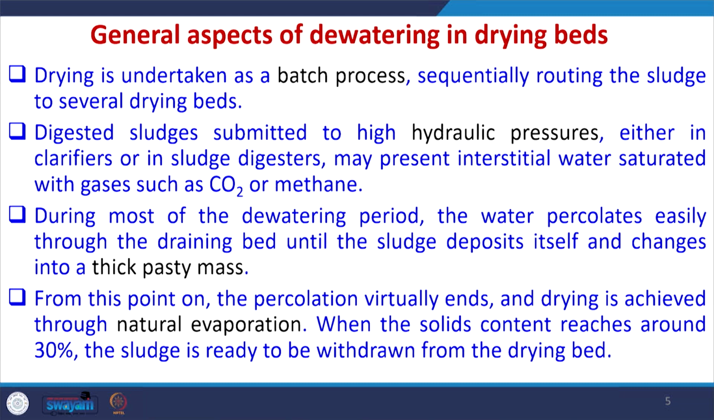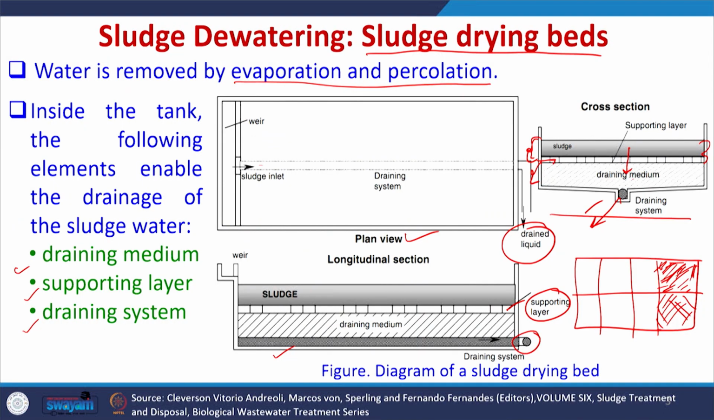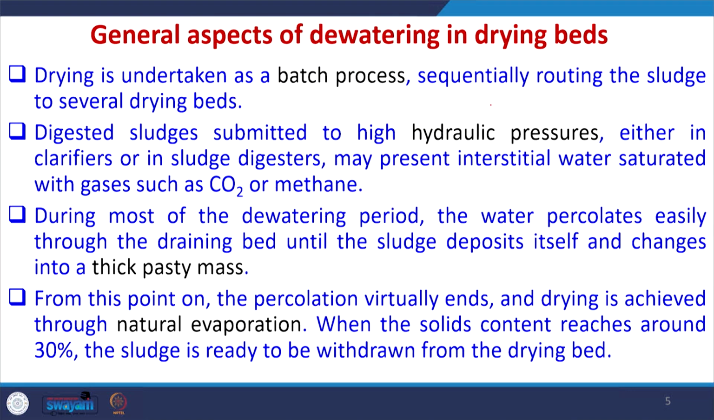So, that we should understand. Drying is undertaken generally as a batch process. This is what I was trying to explain via this. So, we have one batch, second batch, third batch will be coming here, fourth batch will be coming here. So, it is a batch process, sequentially routing the sludge to several drying beds. So, if we have several drying beds, the whole section will be divided into various drying beds.